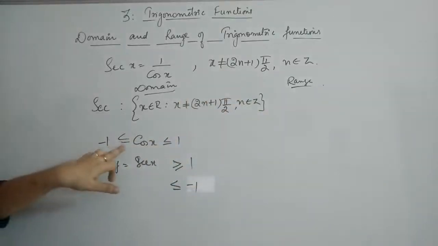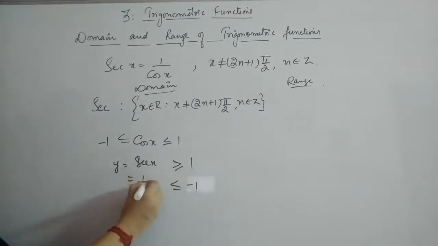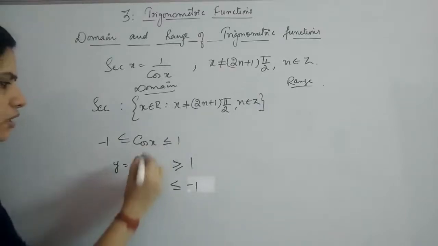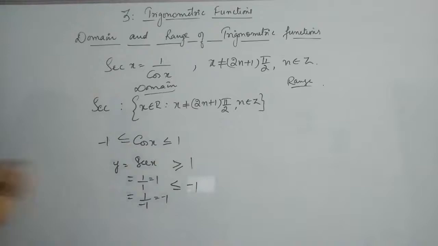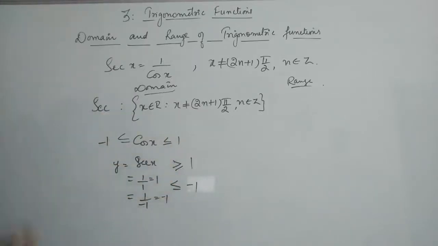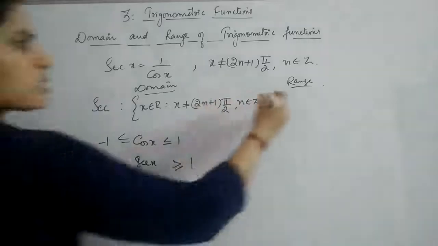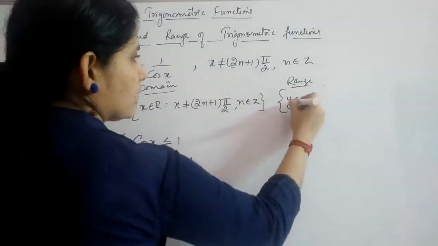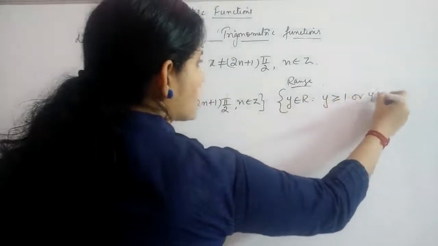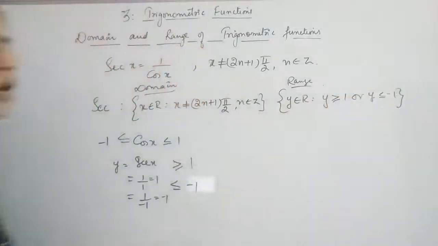But it includes 1 and minus 1, because if you take sec as 1 by cos and the cos value is 1, you will get sec as 1. And if your cos value is minus 1, then it also gives you minus 1. So the equal to sign will be included and the condition is the same as cosec. So what is the range? The set of all those y in R such that y is either greater than or equal to 1 or y is less than or equal to minus 1.